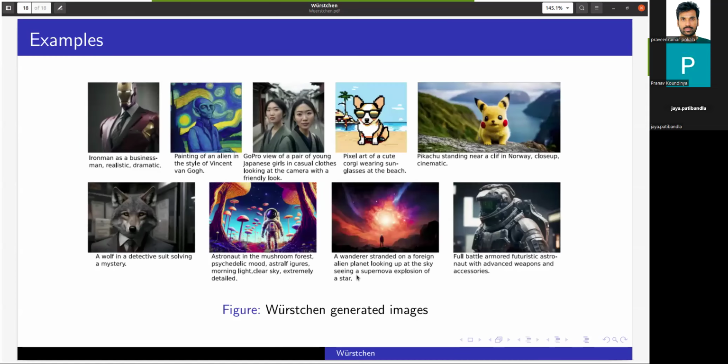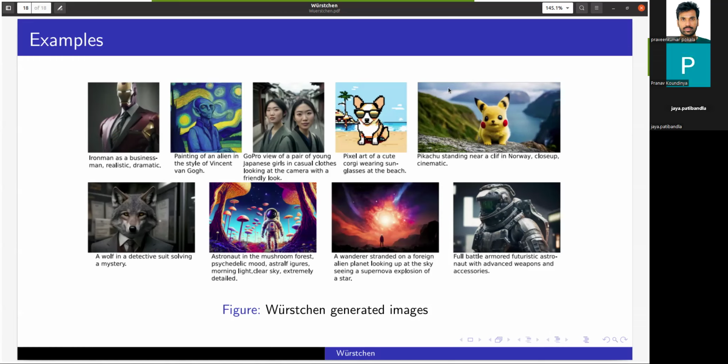So here are a few more examples. Here are a few examples of the performance of Würstchen generated images. So that is about the Würstchen architecture.